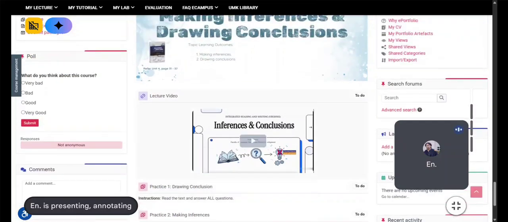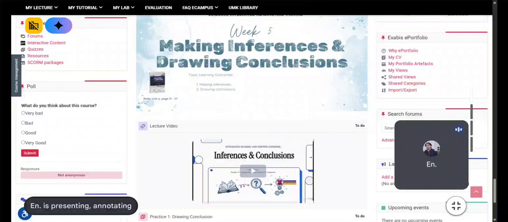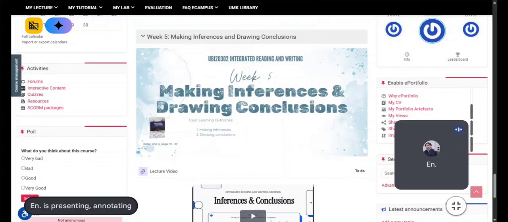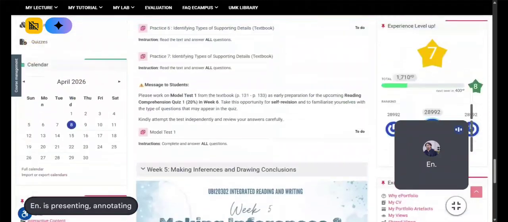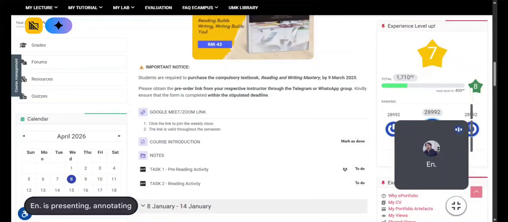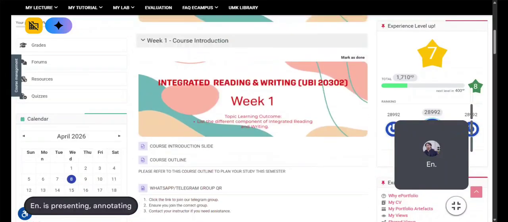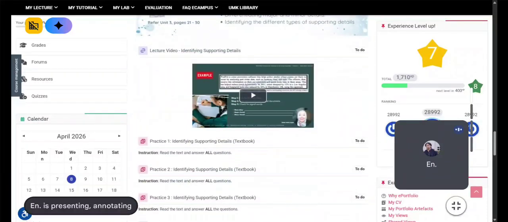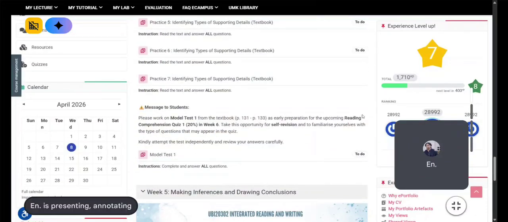Right, so that is all about making inferences and drawing conclusions. This is unit 4 in our textbook. And remember, I would like to remind everyone again that we are going to have our reading comprehension quiz 1 in week 6 next week. That is 20%. So make sure that you do not miss that out.